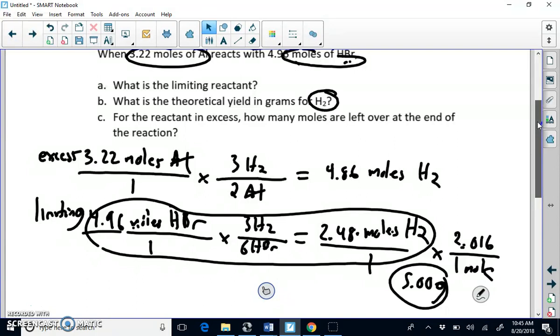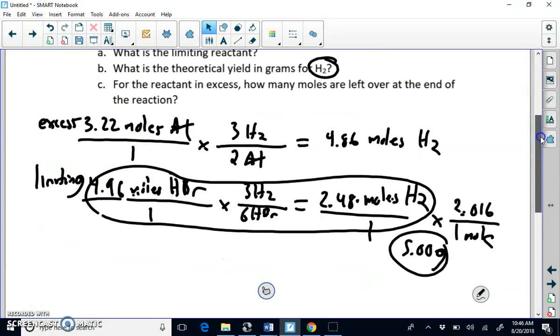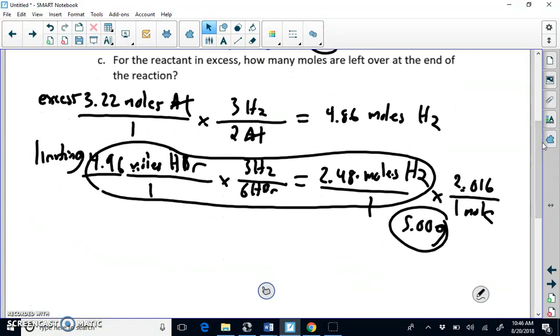Now, part C is harder. We did not do problems like this in honors chemistry at all, so everyone's going to have to pay attention to this. It says, for the reactant in excess, how many moles are left over at the end of the reaction? Let's think about what we need to do before we actually do it. Based on our math here, this many moles of HBr is going to completely react. Using that mole amount, we can figure out how many moles of aluminum are going to react with it using mole ratios.